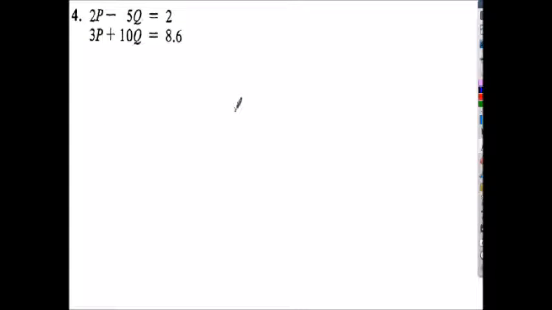In question 4 we're given two simultaneous equations. This time the variable has changed. Instead of having x and y, we now have p and q, but it doesn't make any difference to our solution process. Notice that the coefficients for p in the first equation is written as 2, but in the second it's 3, so they're different. And for q in the first equation it is written as negative 5, in the second the coefficient is positive 10. So all the coefficients are different.